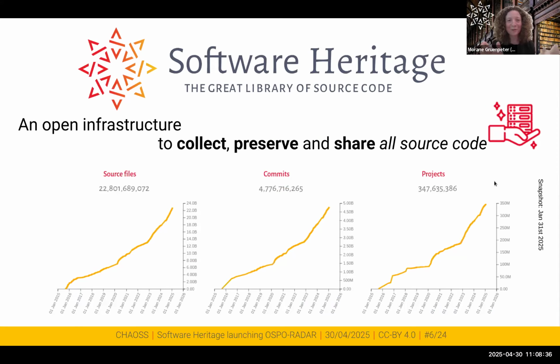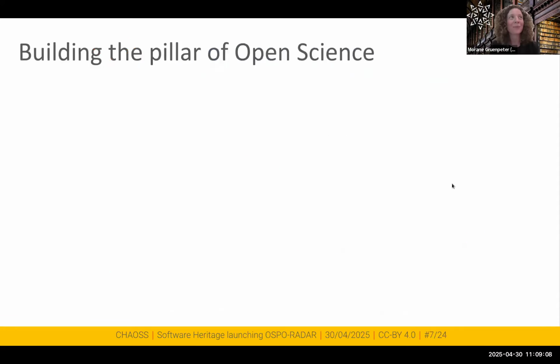I don't see all of you, but if you can tell me in the chat who knows already about Software Heritage, that would be very helpful. Just in one line, it's here to collect, preserve, and share all the source code. These figures are from January 2025, so they are not up to date. You can go to archive.softwareheritage.org and you will have the current numbers. And they are going up very quickly every day.